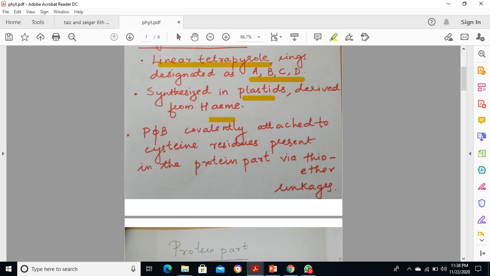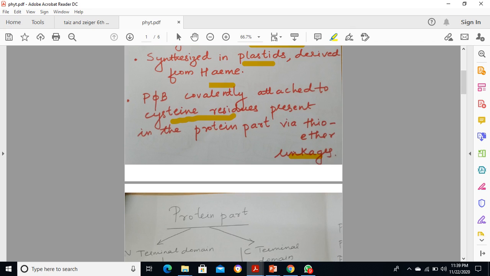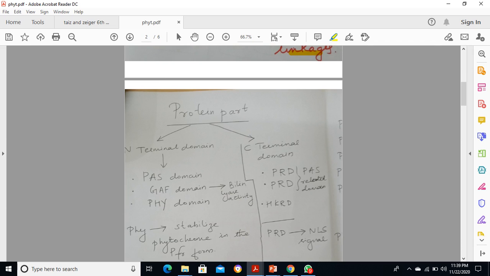Okay. So you know that there is a protein part as well as a non-protein part. This non-protein phytochromobilin is attached to the protein part at cysteine residues present in the protein part via thioether linkage. That is, there should be an attachment between the protein and non-protein parts, isn't it? So here the phytochromobilin is attached to the cysteine residues present in the protein part through which linkage? Thioether linkage. Now I will show you the textbook.